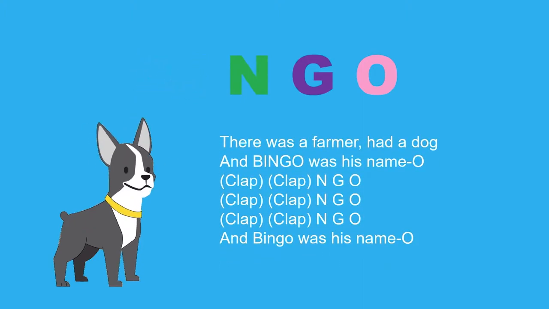There was a farmer, had a dog, and Bingo was his name-o. N-G-O, N-G-O, N-G-O, and Bingo was his name-o.